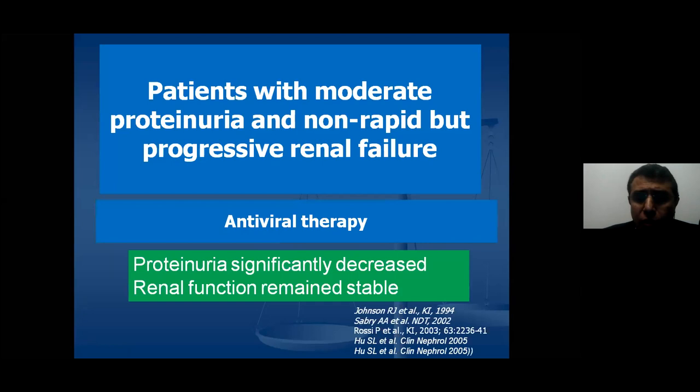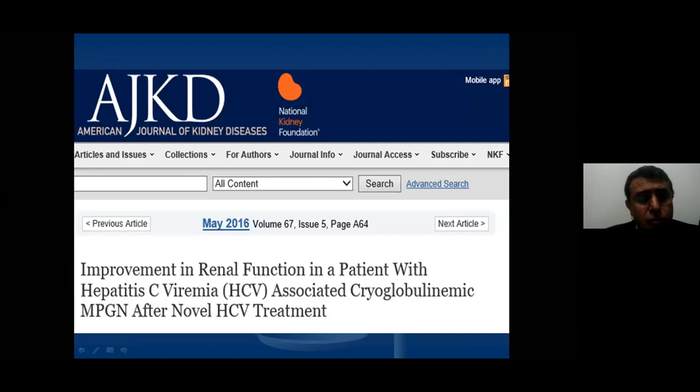And we have found that in several studies. One of these studies was done by Dr. Ala Sabri of Mansoura in 2002, showing that with antiviral therapy only, proteinuria decreased significantly and renal function remained stable. Nowadays, with the appearance of DAA therapy, they have been used in the management of cryoglobulinemic, membranoproliferative GN, and other types of hepatitis C virus-related GN, to control the kidney affection.